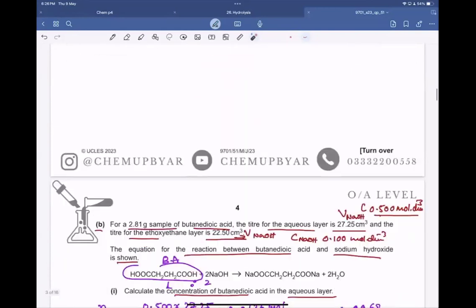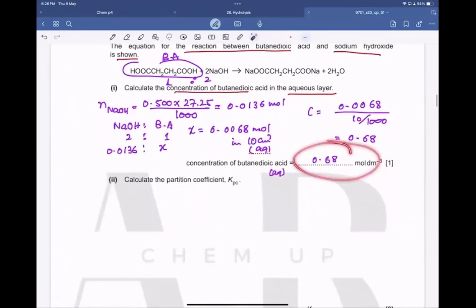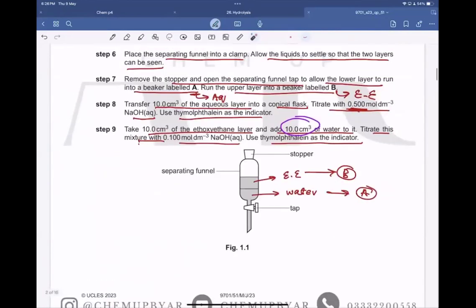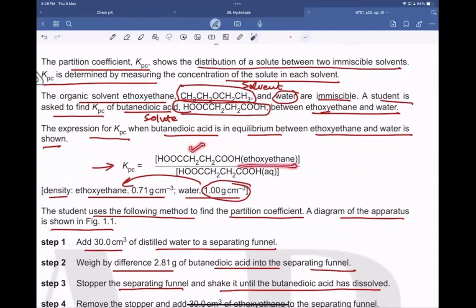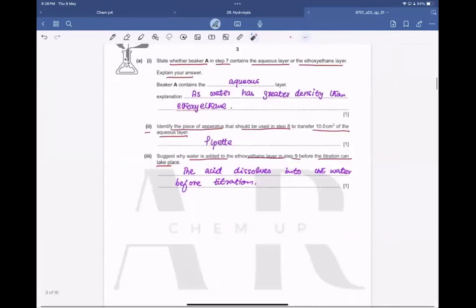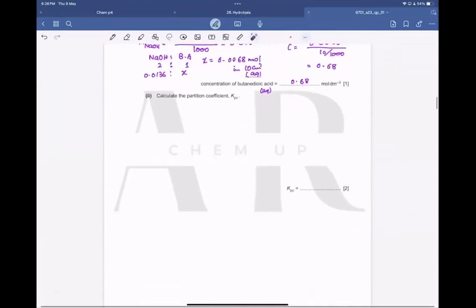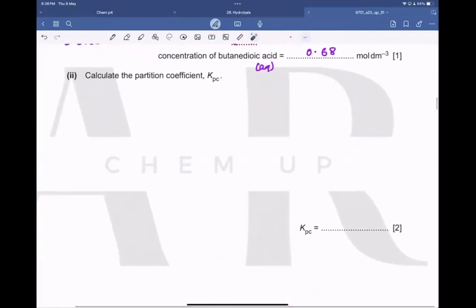Now, if you see over here, we got the concentration. For KPC, if you look at the expression, we need the concentration of butanoic acid in ethoxyethane and butanoic acid in the aqueous layer. So we got this one and we don't know this. So we have to calculate the concentration of butanoic acid in ethoxyethane first, and then we will calculate the KPC. Is this understandable to all of you?